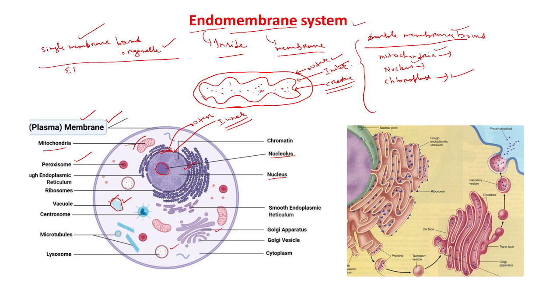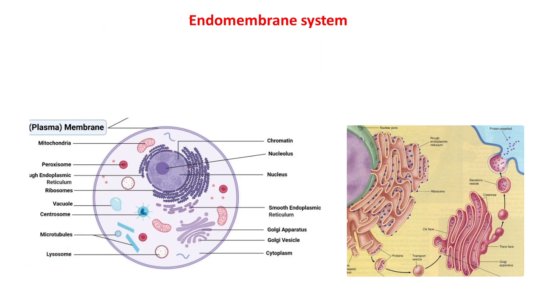For example, the ER or endoplasmic reticulum, the Golgi body, lysosome, vacuole, and all other organelles except the mitochondria, nucleus, and chloroplast are single membrane bound organelles. So now come to what the endomembrane system is. Endo means inside, and membrane means the membrane. That means a system present inside the membrane is called the endomembrane.